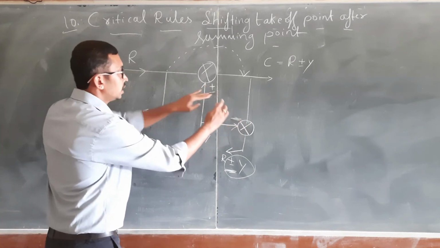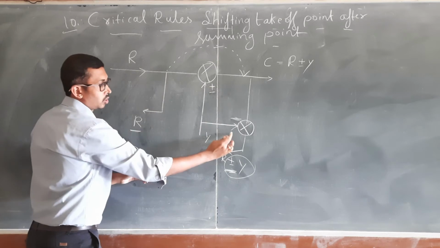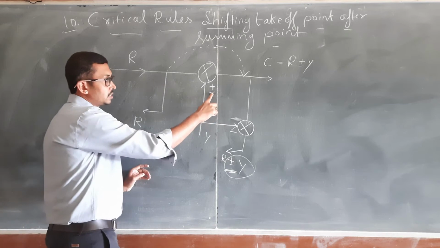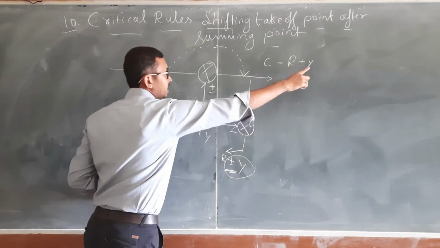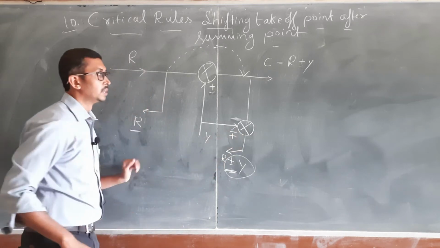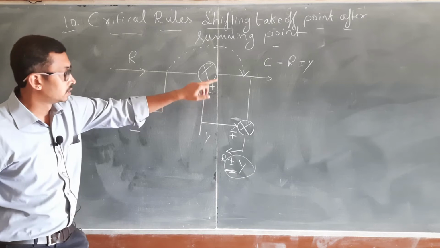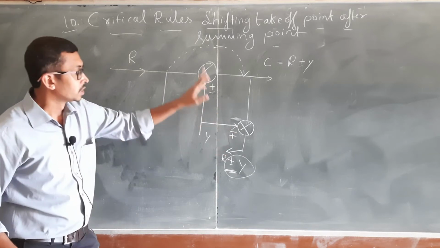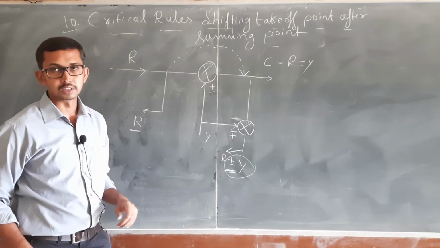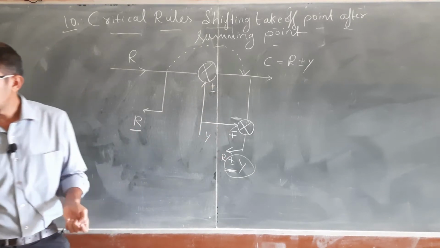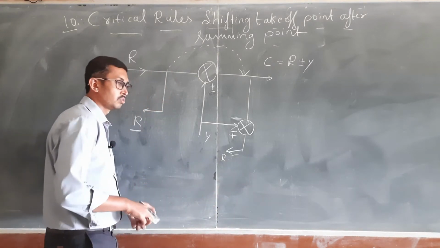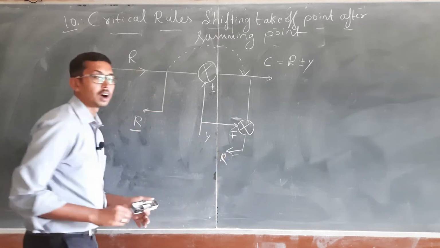Are you getting my point? Here if it is a plus symbol, I need to eliminate the Y. If there is a minus symbol, I am going to get R minus Y, and I need to eliminate the Y, so therefore I am going to use the plus symbol. If there is a plus symbol over here, then I am going to put the minus over here. If there is a minus symbol over here, I am going to get the plus symbol here. In such a condition, I am going to eliminate this Y, so the output I am going to get is R.